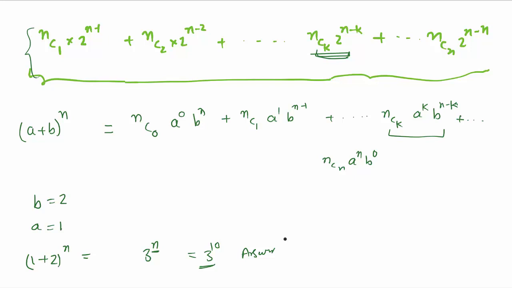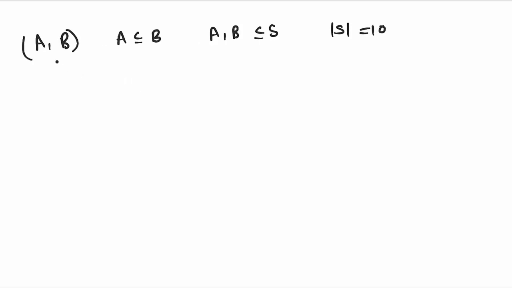So there is a very short method that we can see. See what this question is asking us. This question is saying that there are two sets A and B such that A is a subset of B, and both A and B are subsets of S, where S has 10 elements. Now they are asking for such pairs of A and B. This is the question, right?